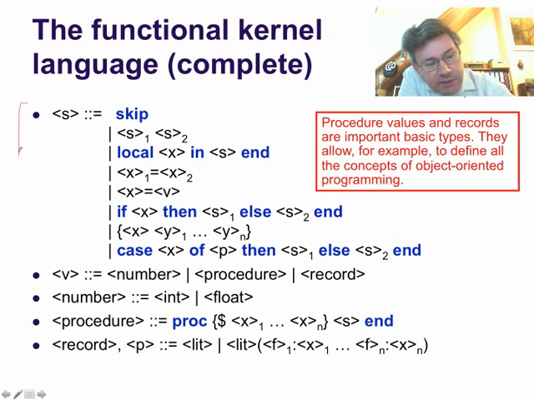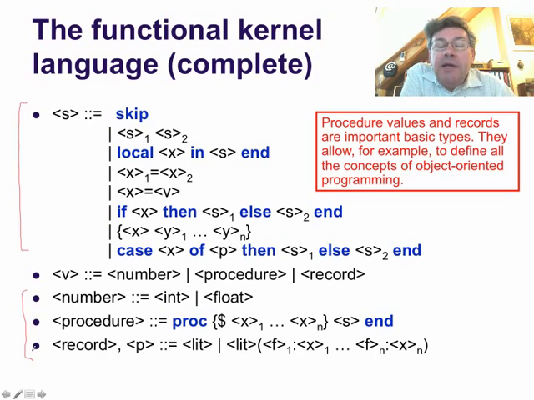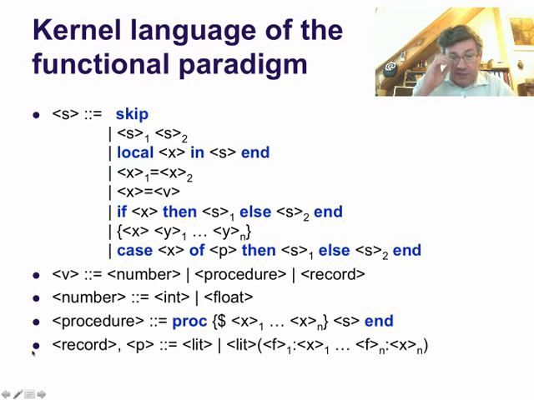So these are all the statements, and these are all the values in the complete kernel language of the functional paradigm we will see in this course. So we will define the semantics for this kernel language, and we will define all our constructions, such as data abstractions for object-oriented programming, using this kernel language. So this slide then shows the kernel language of the functional paradigm as we will see it.